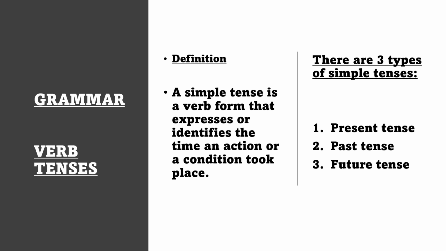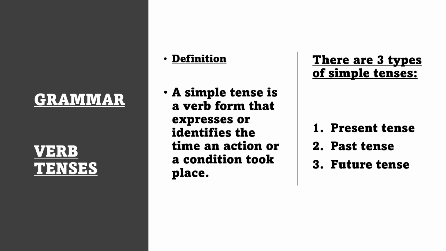So today I'm going to talk about verb tenses. I'll start with a definition. I've put a document together so that you can still go back to it and read for yourself. So a simple tense is a verb form that expresses or identifies the time an action or a condition took place.